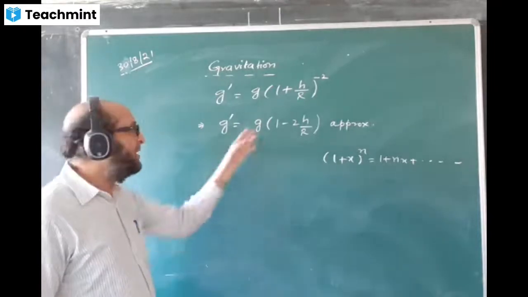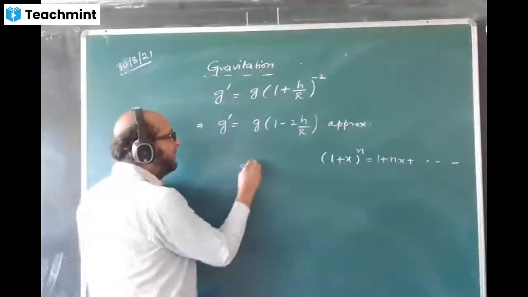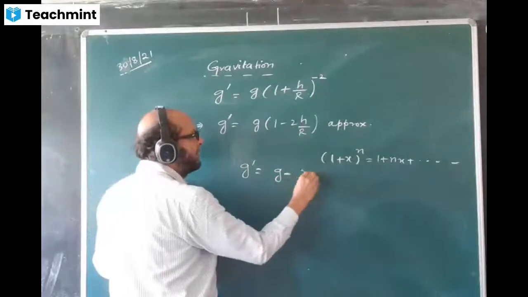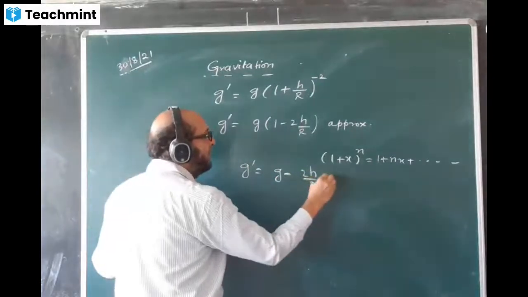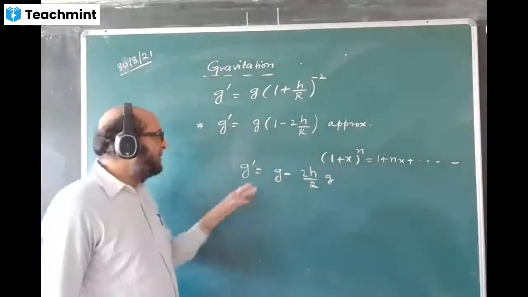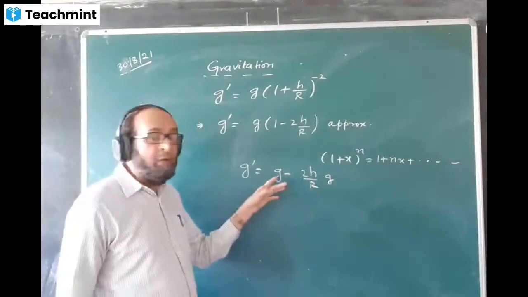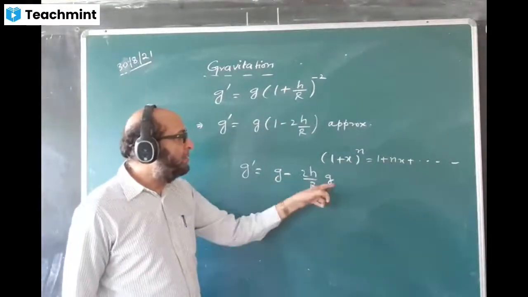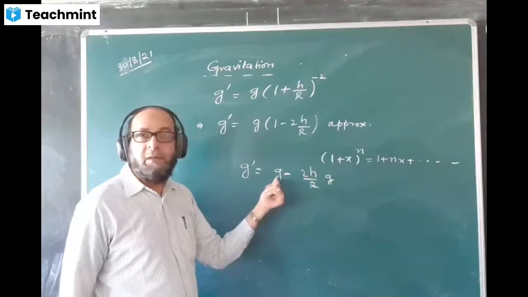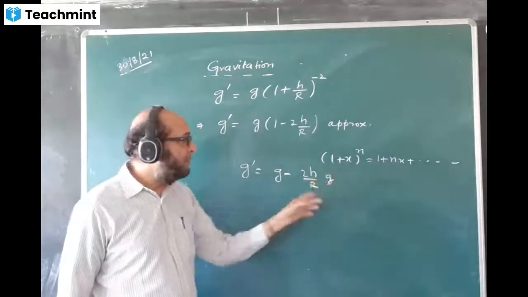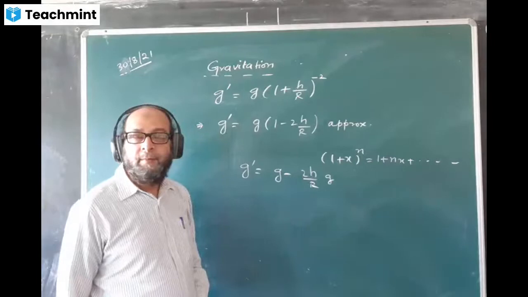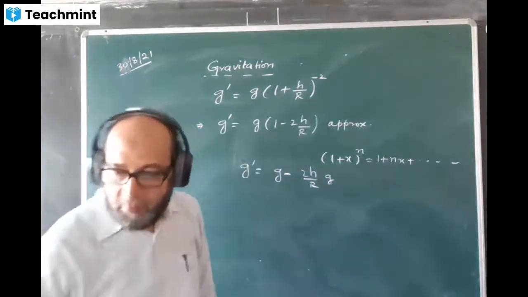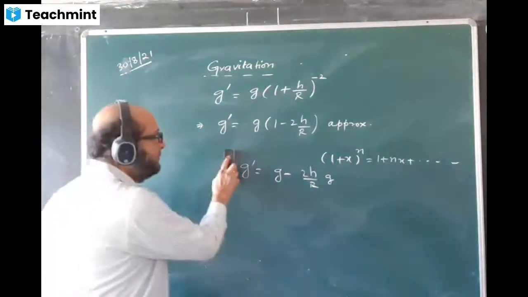Why does it decrease? You can see, if I open the bracket, it becomes g dash equals g minus 2h by r times g. That means the new value of g will be whatever value of g, minus this part. This much part of the value of g is subtracted from it. That means the value of g is decreasing by this factor. Okay, now this is done.